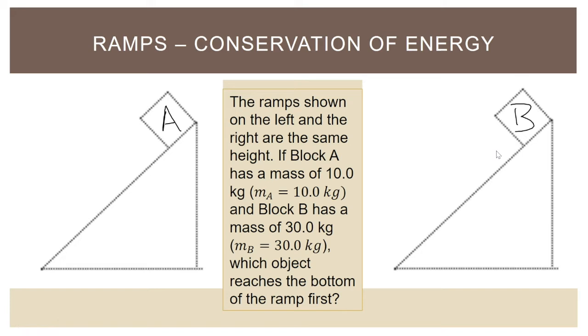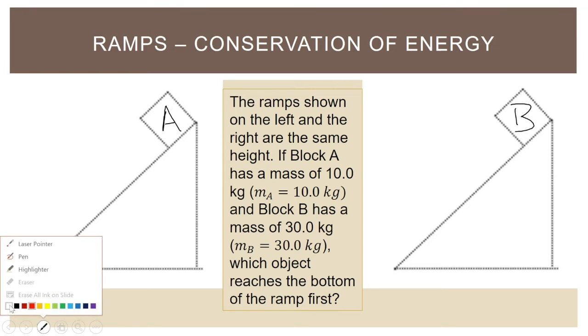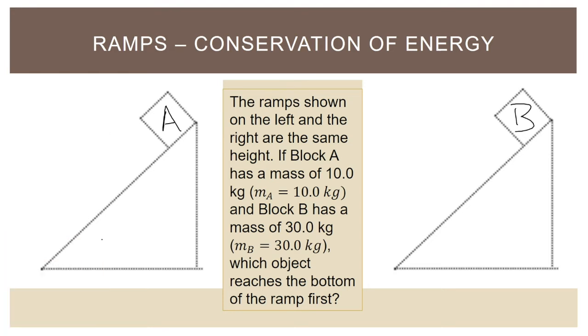And so these objects are going to have a different FGX. That's because they have a different mass, right? FGX is equal to FG sine theta. And so we can say here that FGX is going to be equal to mg sine theta. If the ramps are identical, the angle is going to be the same, but the mass of A is going to be less than the mass of B, and so FGX for B is going to be larger.